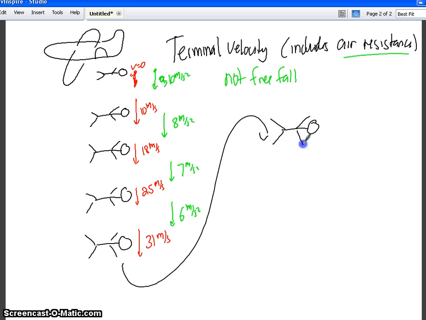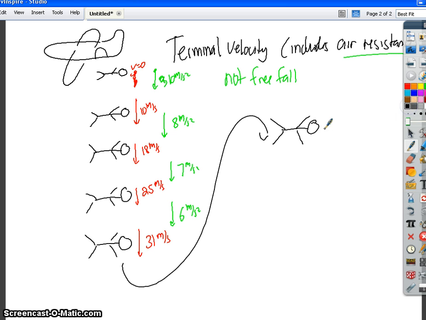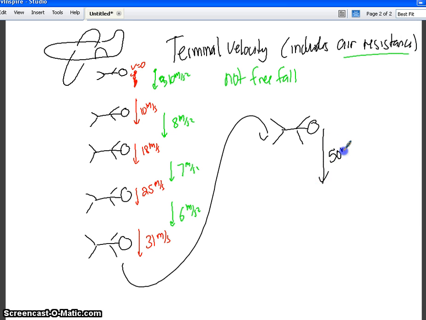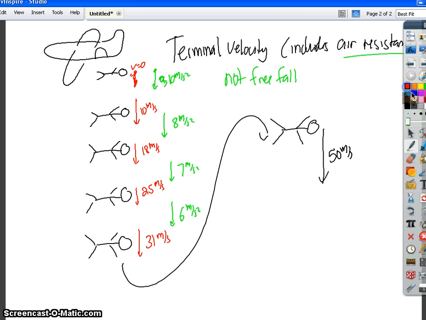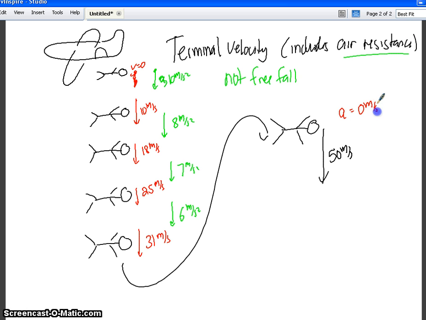At some point along this path, this person's going to reach a speed, we'll say 50 meters per second, and their acceleration is going to be 0 meters per second squared. Meaning, because of air resistance, and I'm going to talk more about this with forces, this person has gravity pulling them down, and air resistance is pushing them up. Because of air resistance, this person falling is no longer going to accelerate. This person is going to reach a certain speed, and then the speed is going to be constant.